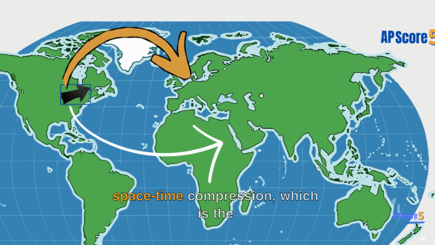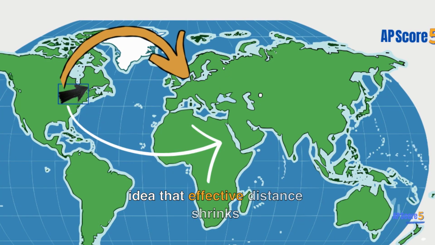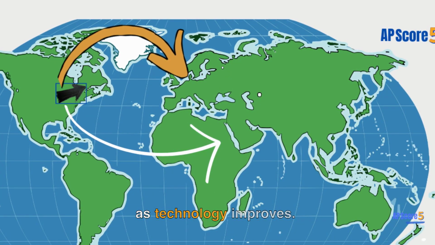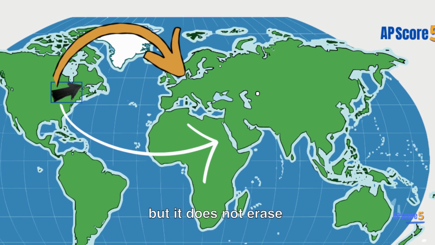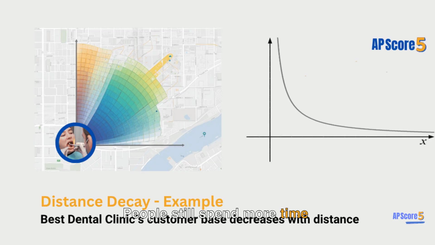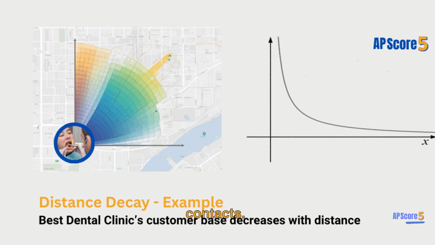Also know space-time compression, which is the idea that effective distance shrinks as technology improves. It flattens the decay curve, but it does not erase it. People still spend more time with nearby family than distant contacts.